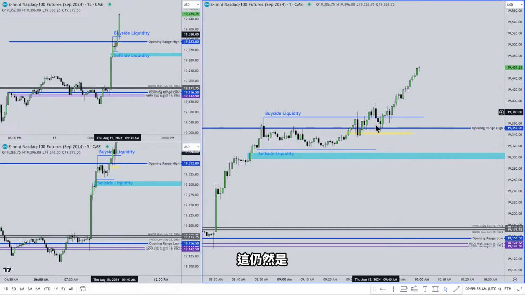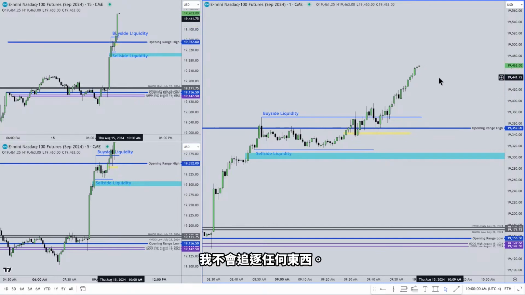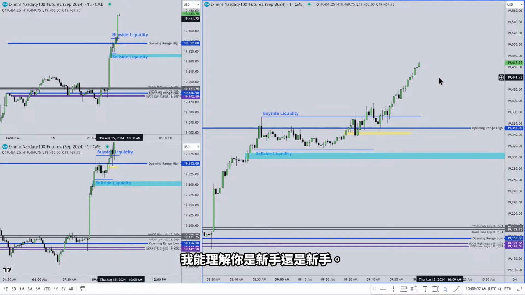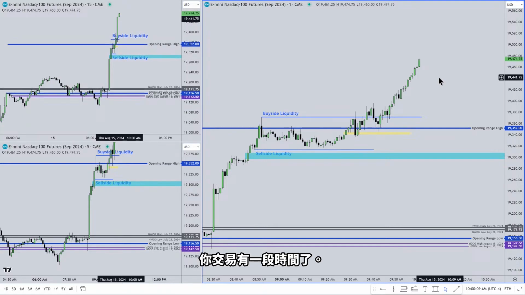Either way, this is still nothing I would chase. I would not want to be a part of that. And I can understand if you're new or rather a novice, you've been trading for a little while, you may be demo trading, maybe you passed a fund account but never got a payout, and you're constantly looking to validate yourself by having criticism directed towards somebody else.